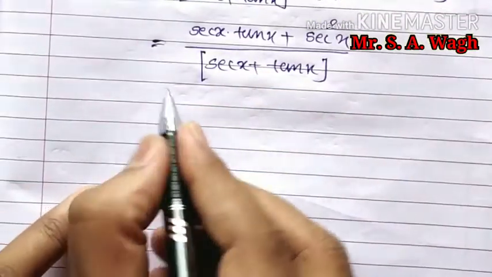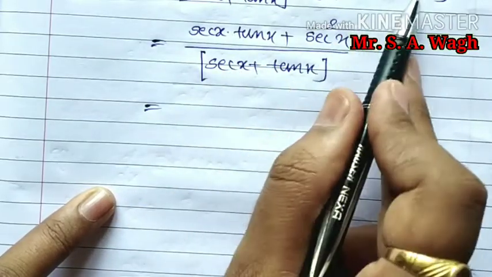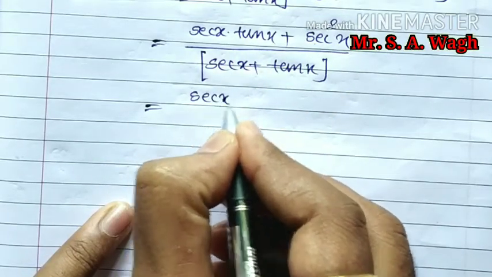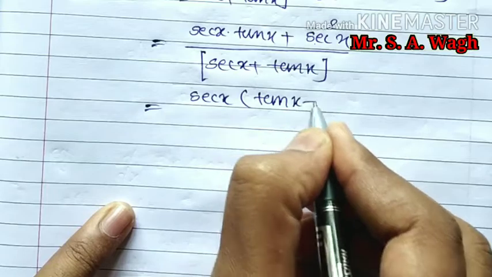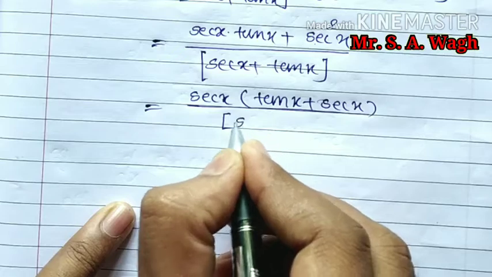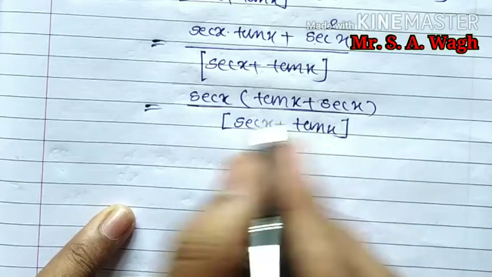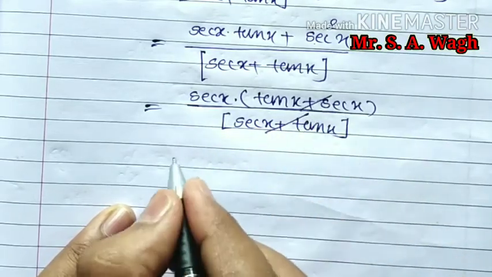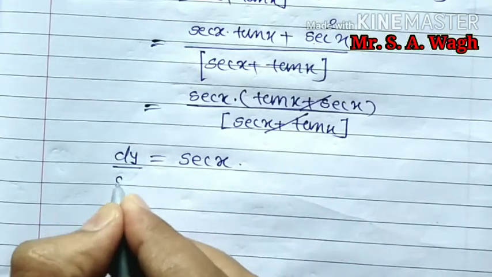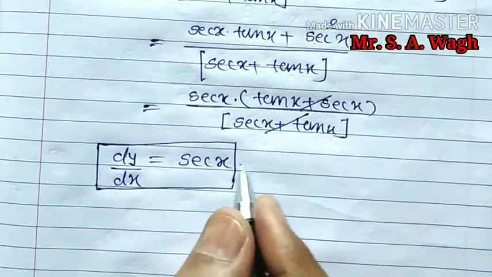Now you can see in the numerator we calculated sec x into tan x as the derivative of sec, and sec square x as the derivative of tan. From this sec x can be taken common, into the bracket remaining tan x plus sec x, divided by the denominator sec x plus tan x. Both brackets are the same, so they cancel, and finally the answer is sec of x. This is the required derivative of your function log of sec x plus tan x.